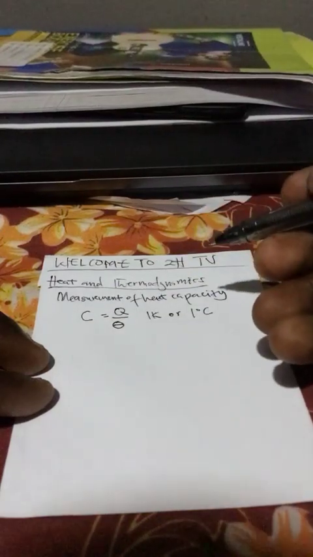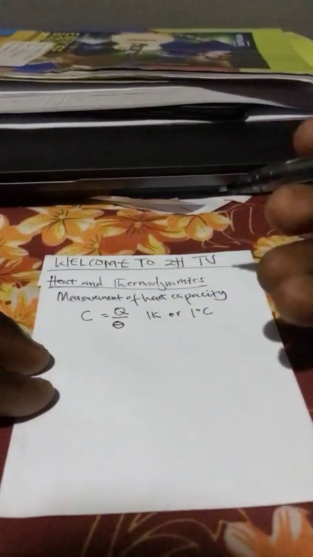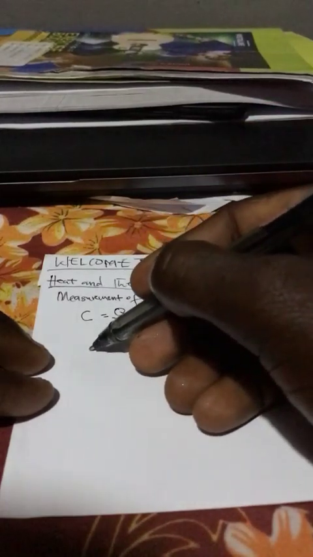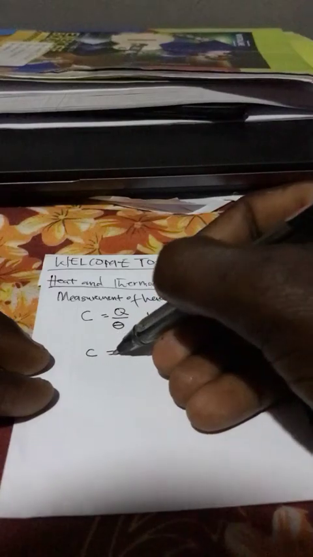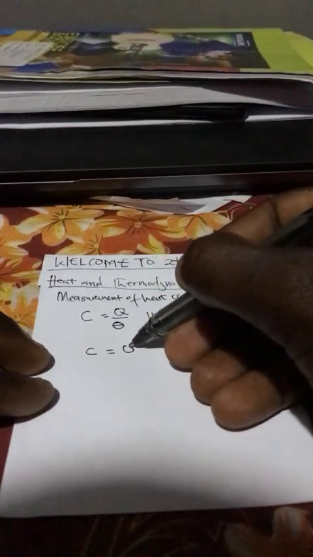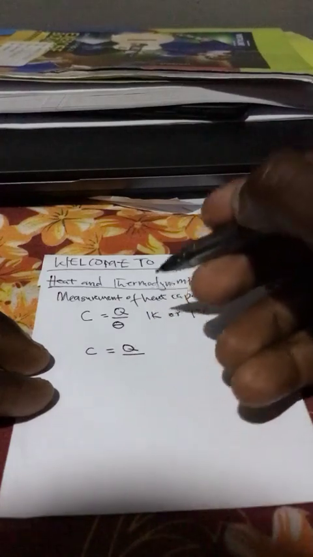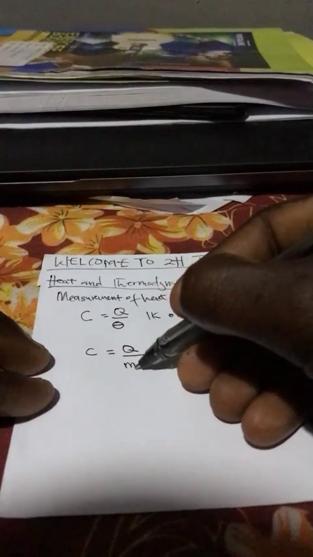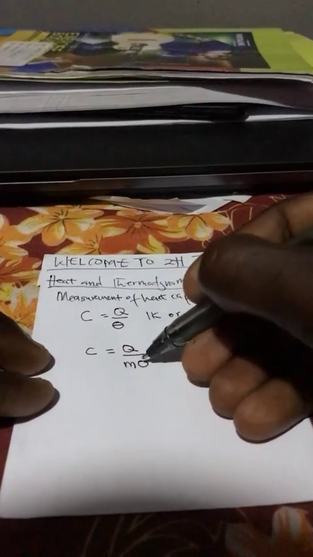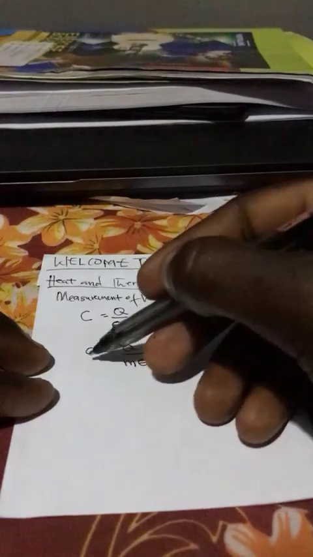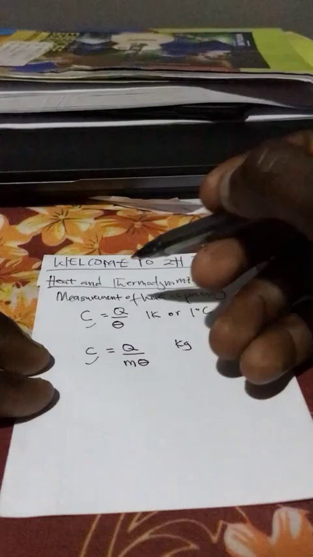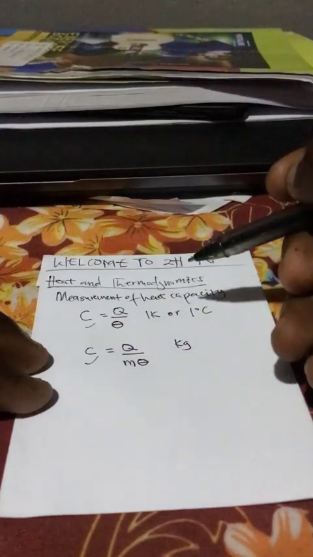Let's look at specific heat capacity. Specific heat capacity is mathematically represented by a small letter c. It is defined as the quantity of heat required to raise the temperature of 1 kilogram, so a mass, by 1 Kelvin or degree Celsius. So small c is specific heat capacity, capital C is heat capacity.